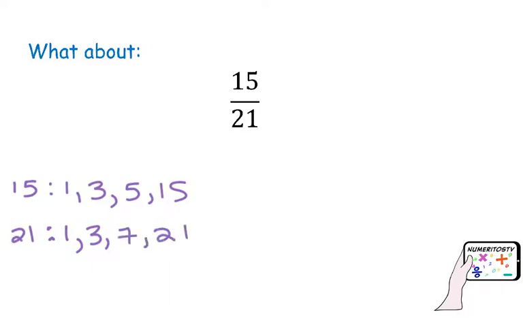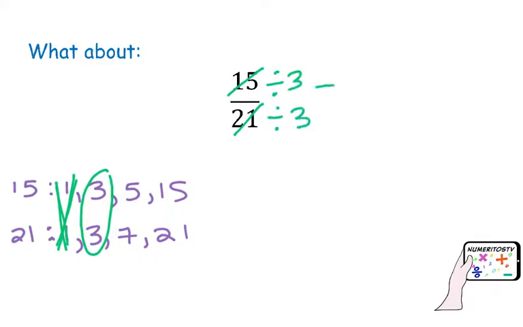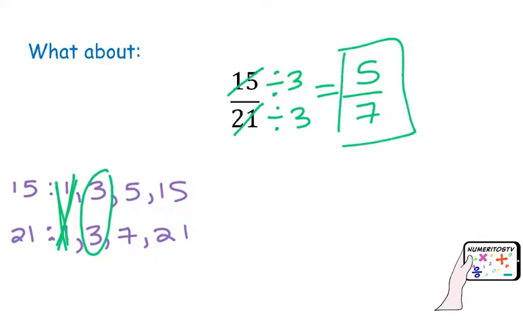Okay, now that we have our list of factors, remember that 1 is not a useful factor, so the next common factor will be 3. So that means that we can divide both numbers by 3, and we will get a fraction that is equivalent but in simplest form. So 15 divided by 3, that will be 5. 21 divided by 3, that will be 7. So 5/7 is our fraction in simplest form.